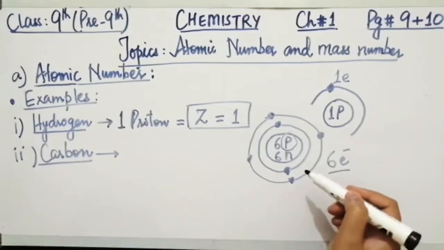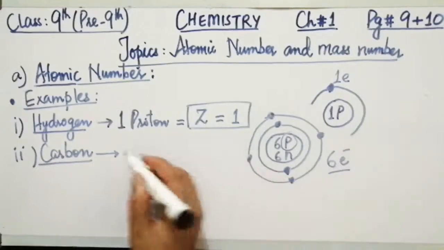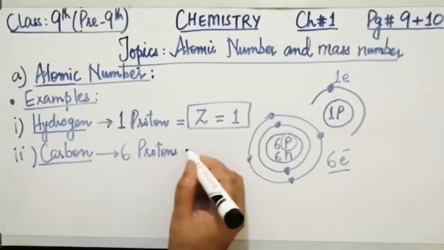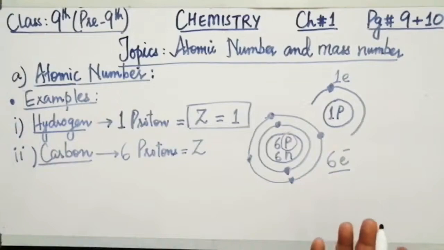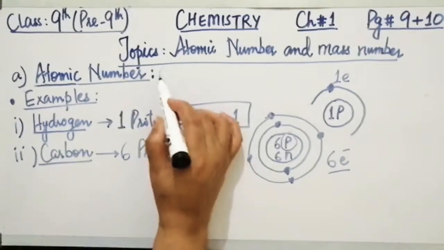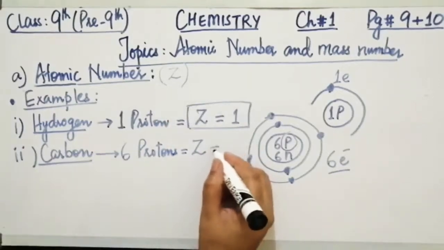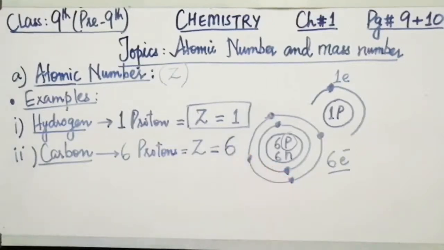So can you observe, can you see how many protons are in the carbon atom? These are 6 protons. So what do you think the value of Z will be? What is the value of Z? The value of Z is the atomic number. Z indicates atomic number. So what is the atomic number of carbon? Yes, good. It is 6. Now it must be clear to you how you will write the atomic number.